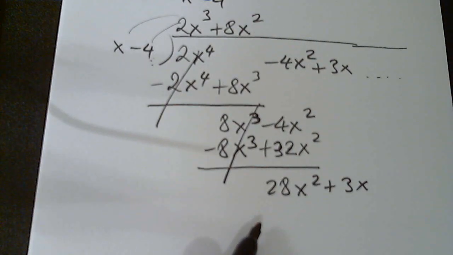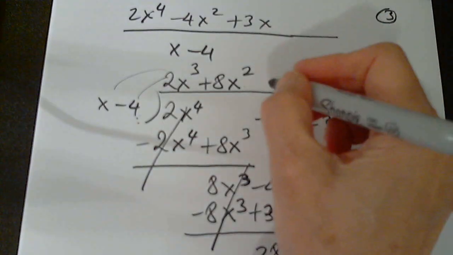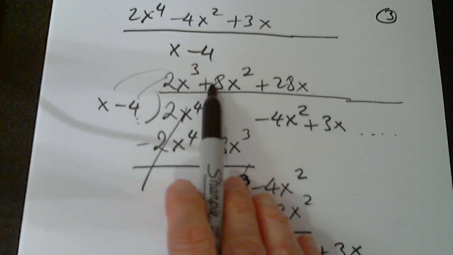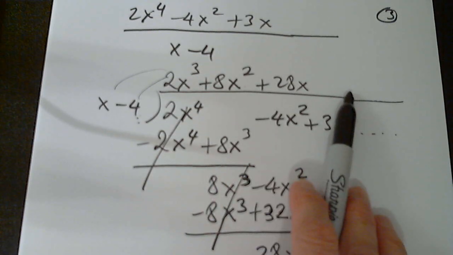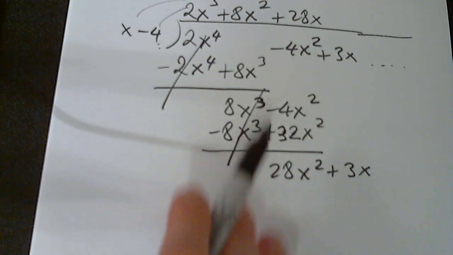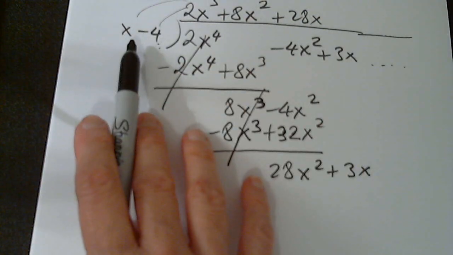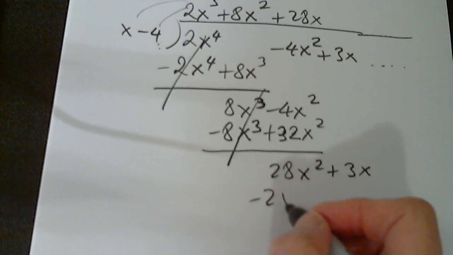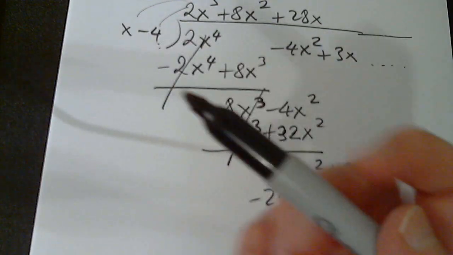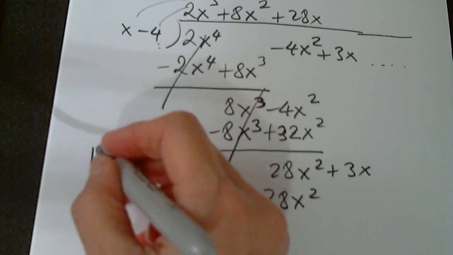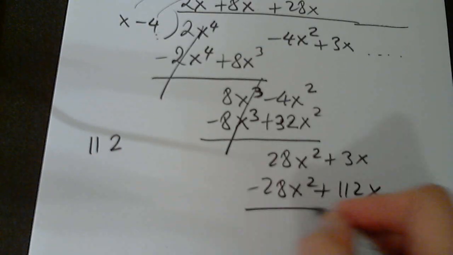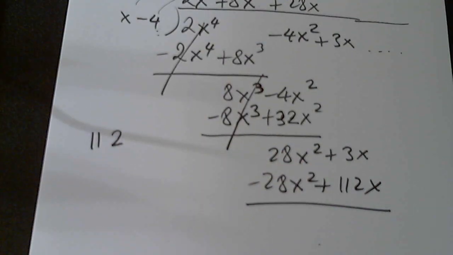X times what is 28x squared? Well, positive 28x. You cannot go back. Degree 3, degree 2, degree 1, and maybe degree 0. X times what is 28x squared is 28x. So 28x times x is 28x squared, but I have to subtract. 28x times negative 4, I think it's 112, correct me, negative, positive. We can always check at the end and see.